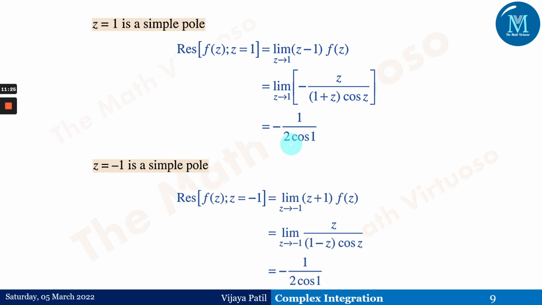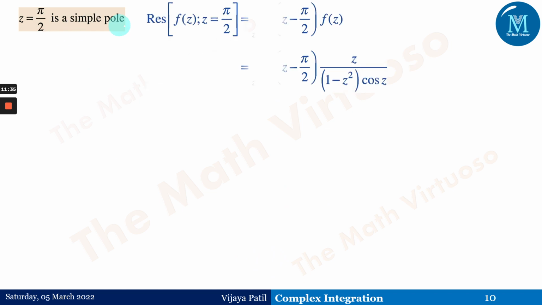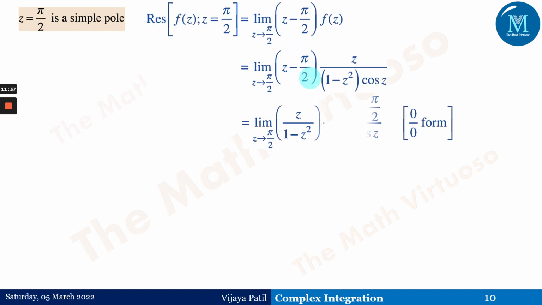It is minus 1 upon 2 times cos of 1. So we got the residues at both the points are equal, if you observe here. Similarly, for pi by 2, it's a simple pole, and this is what we are going to get.